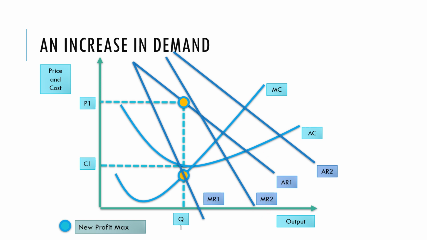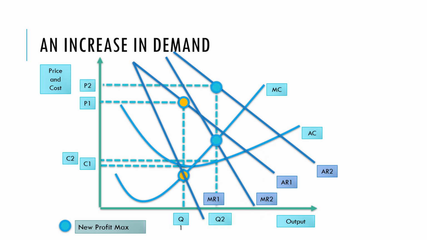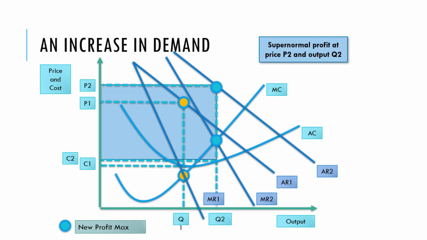So what is our rule? Profit maximization occurs where the marginal revenue, so marginal revenue 2, equals the marginal cost. So here's our new profit maximizing level of output, Q2. We go up and find the price, and the price is P2. The costs haven't changed, so we look for our new average cost, which is up from Q2, which is C2, and so we have a new supernormal profit. So supernormal profit has increased from this initial area here to this new area here as a result of the increase in demand.